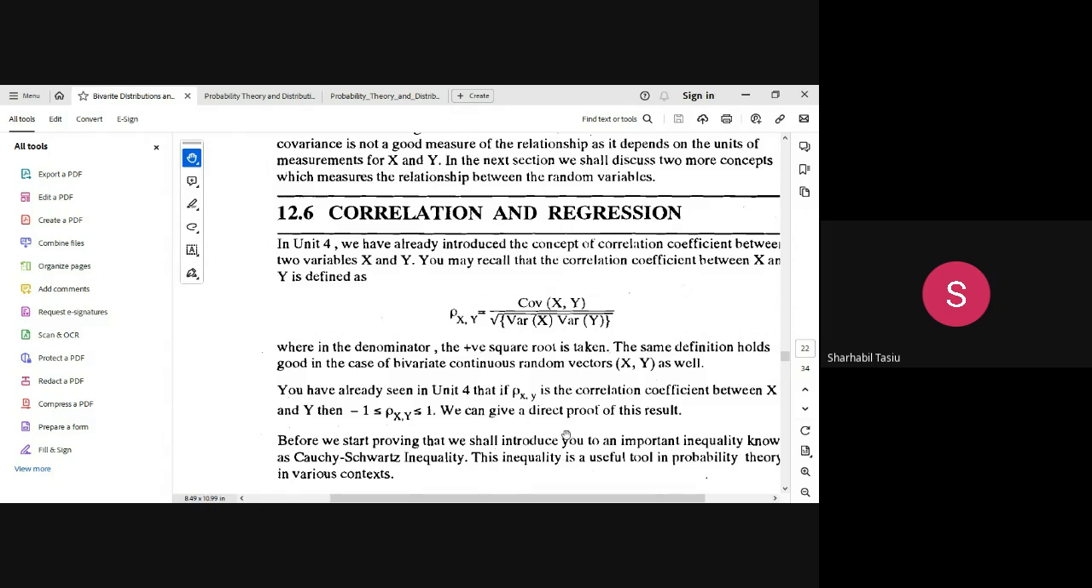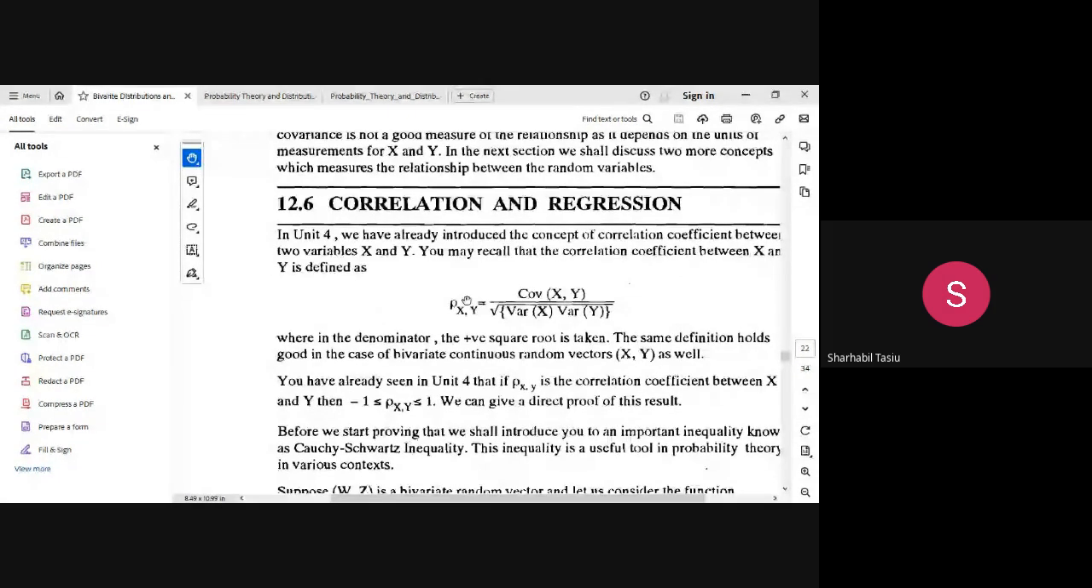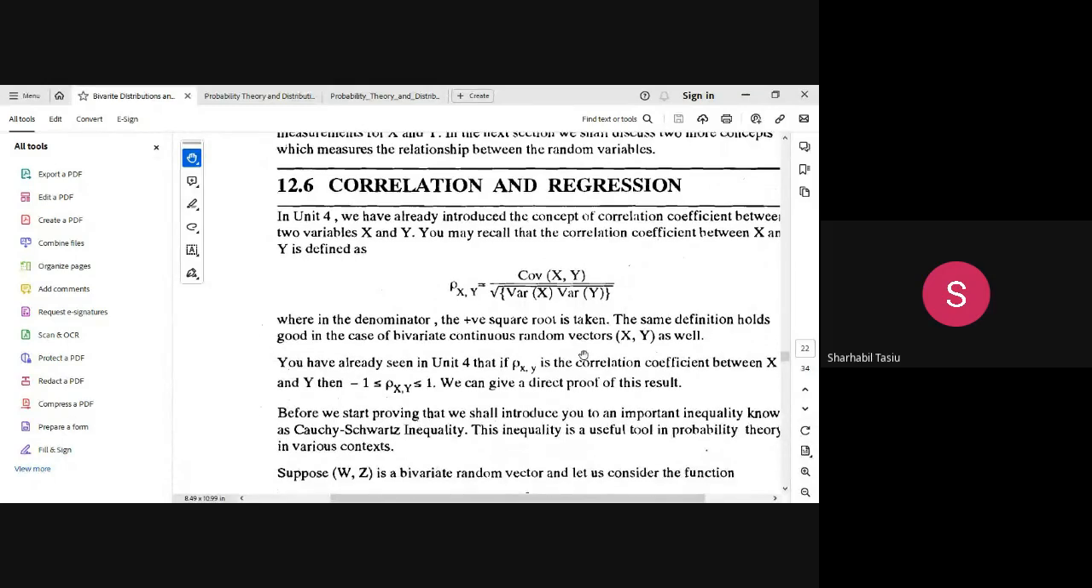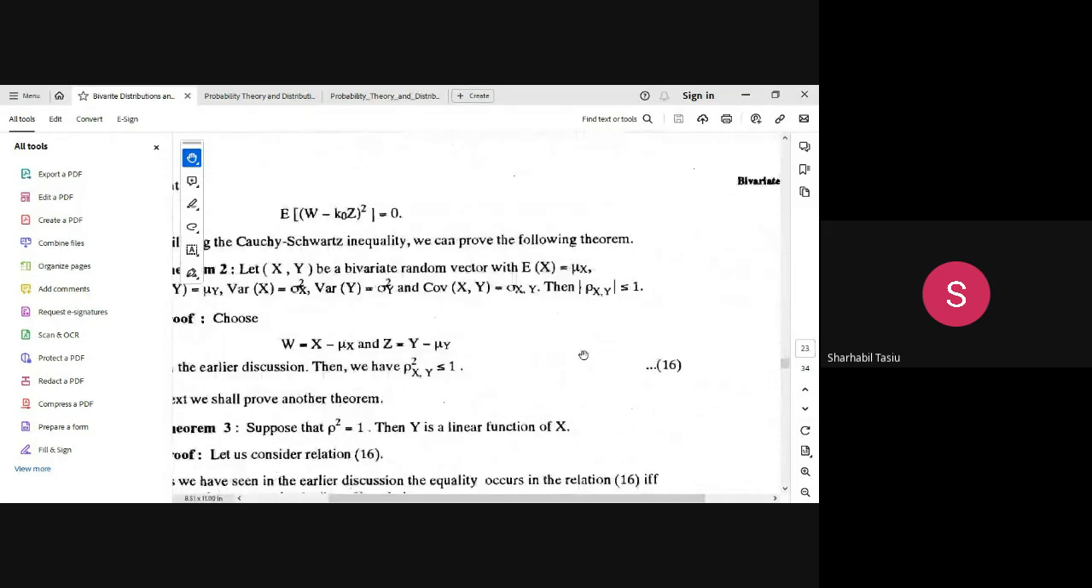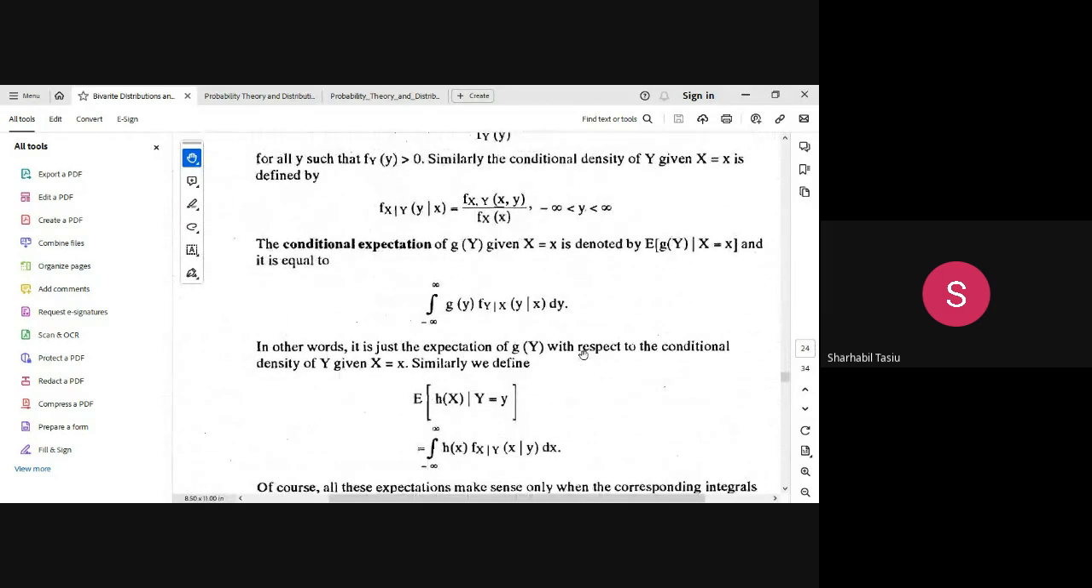There's also a proof for it. We can prove this value that we're seeing here, the correlation between x and y. I think they use the Cauchy-Schwarz inequality here, and so on. This also gives the conditional expectation of the function y given x, like we talked about in conditional probabilities.